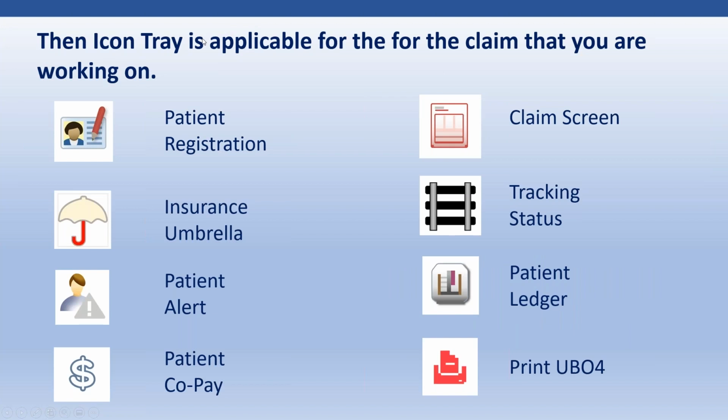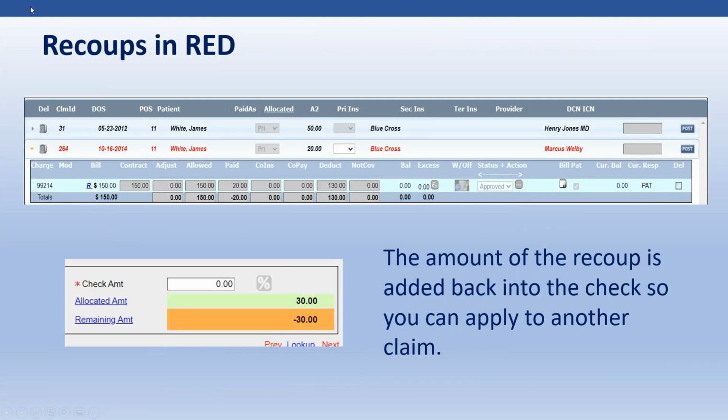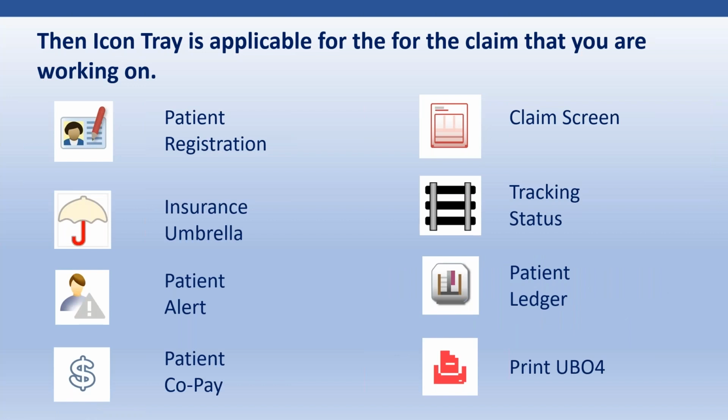Now, the icon tray that I flipped over is a huge benefit to you guys. You can go to your icons based on whichever line you have selected. So if you're back here on a particular patient, maybe you chose James White, highlight that line, and then all of these icons will belong to James White. So this would be the patient registration screen if you needed to make a change there. This is the insurance umbrella. You can go back to the insurance umbrella and verify everything is correct. You can create a patient alert right from here to let people know something about the patient. You can go into the copay screen and see if they made a copayment and how much they paid.